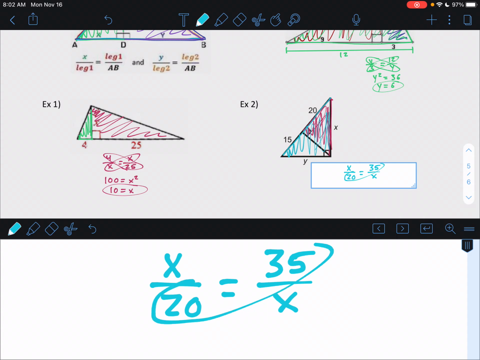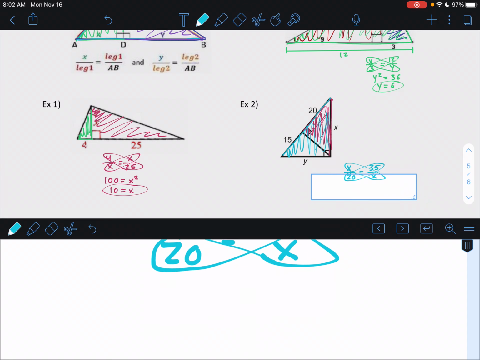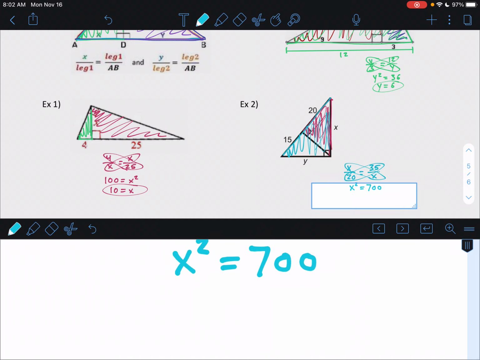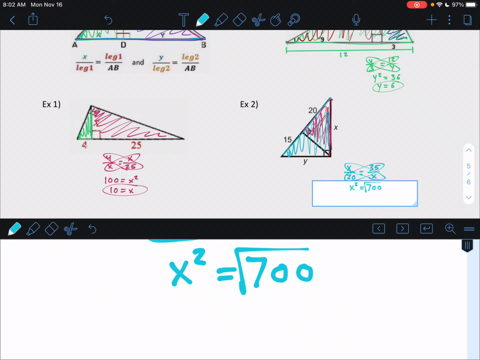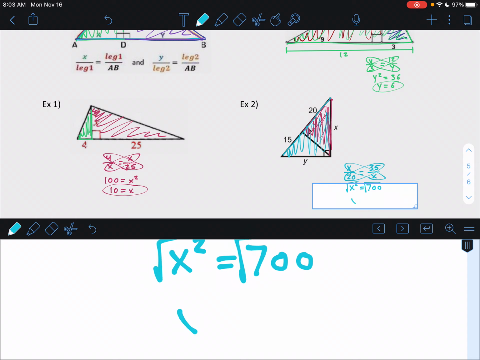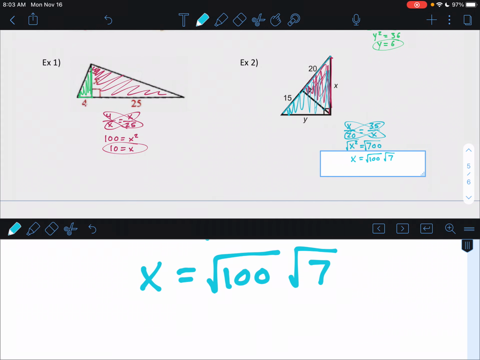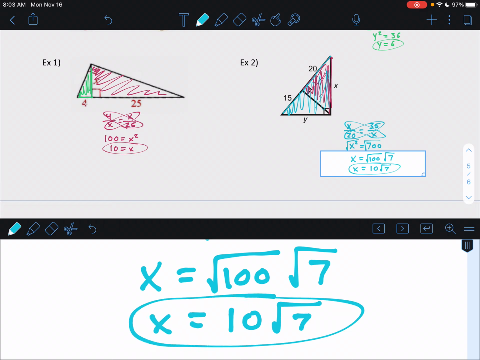So I'm going to do my butterfly method. I have x times x is x squared. 20 times 35 is 700. If I take the square root of both sides, that'll help me solve for x. So x is going to equal the square root of 700. I'm going to split that up into the square root of 100 times the square root of 7. The square root of 100 turns into 10. The square root of 7 doesn't simplify. So x equals 10 square roots of 7.